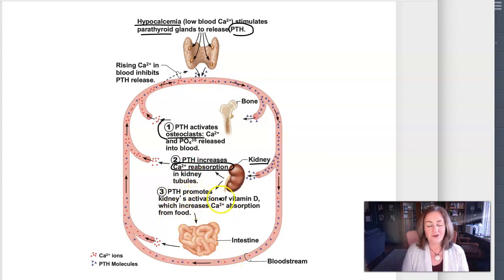It's also going to promote activation of vitamin D3, so we can make that hormone calcitriol, which is going to increase calcium absorption from the gut. So it's not just the bone that we'll look at. We'll look at increasing our absorption of calcium from our dietary intake, and decreasing the amount of calcium that we're excreting. So that's all jobs of parathyroid hormone.